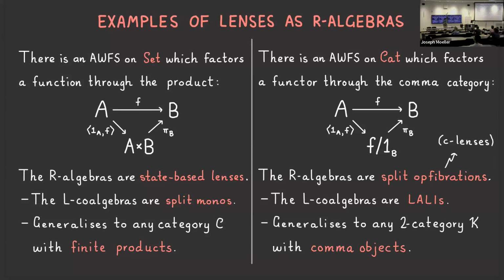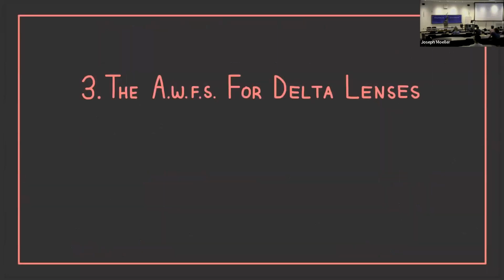So we already have examples of lenses arising from algebraic weak factorisation systems, and so it's, I guess, not surprising that we can maybe also try and do this for delta lenses. So that's the end of the second part. Are there any questions on what we have so far?